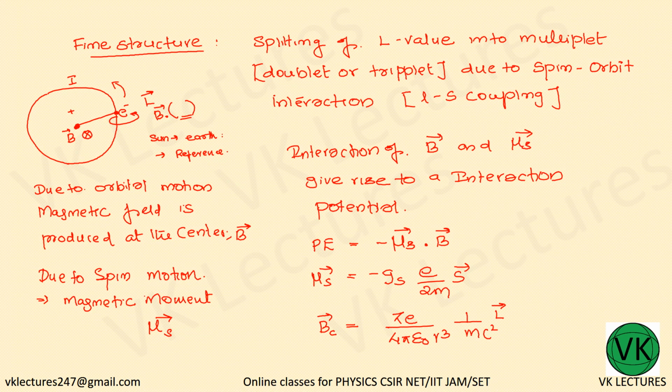Now we have come to this conclusion that when this nucleus is moving around this electron, a nucleus is a positive charged particle, and when it moves around the electron, there is a magnetic field at this electron also, and the magnetic field at the electron will be equal to half the magnetic field Bc, that is the magnetic field at the nucleus. So just substitute this half of Bc here, and you would get the potential energy, which is the interaction potential.